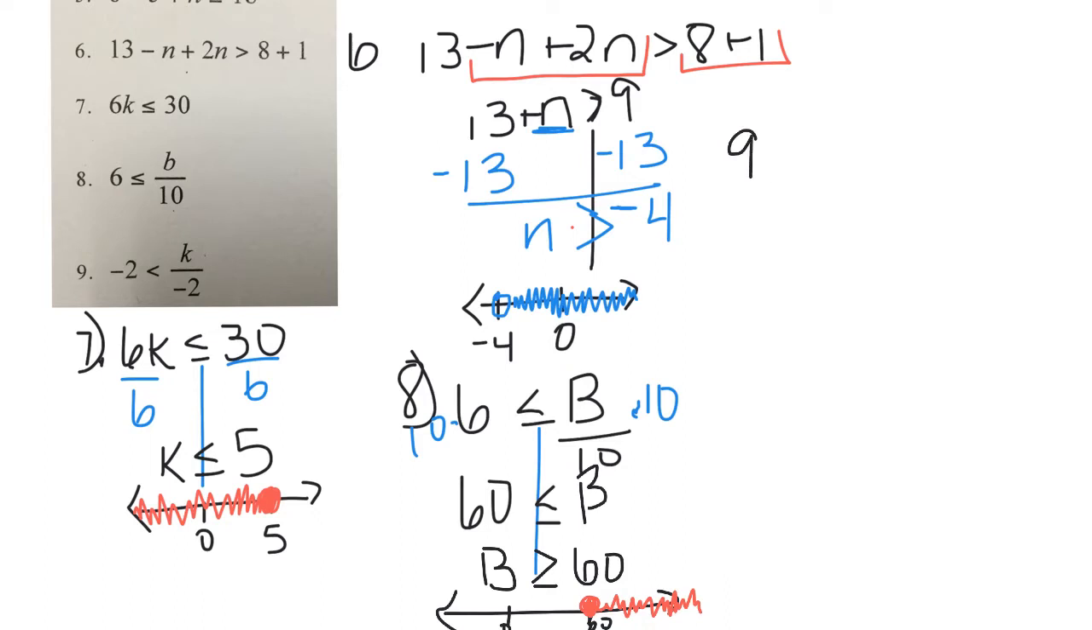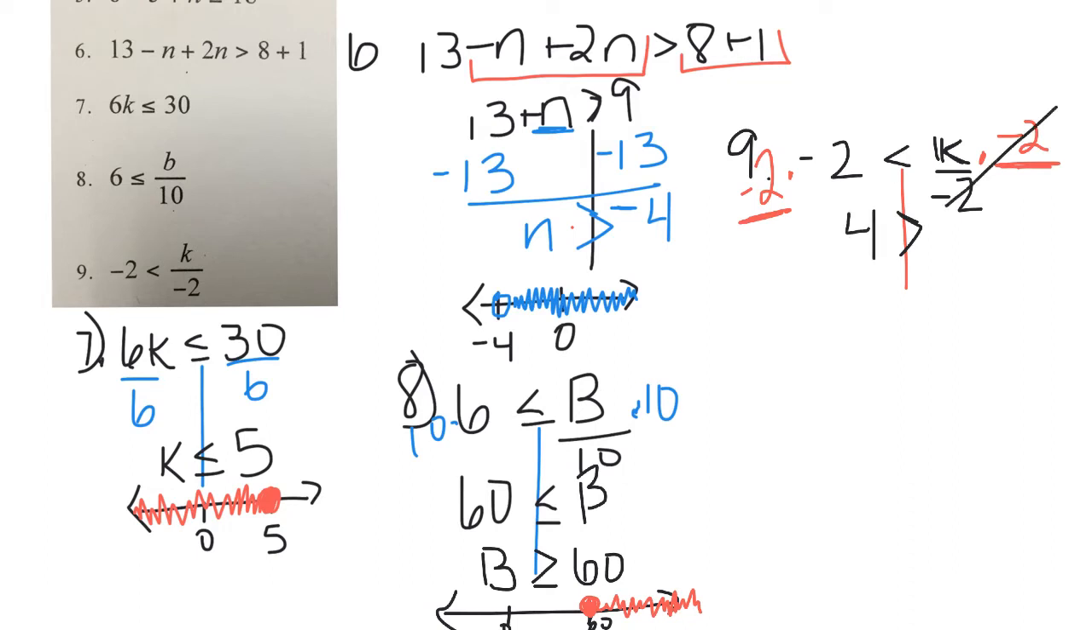And number 9, negative 2 less than k over negative 2. And again, remember that that is division. And so the opposite of divide is multiply by negative 2. Multiply by negative 2. Now, I just said multiply by negative. That means the sign has to change when I do the next step. So negative 2 times negative 2 is positive 4. And then the 2's and negative 2 cancel, and we have k is less than 4.